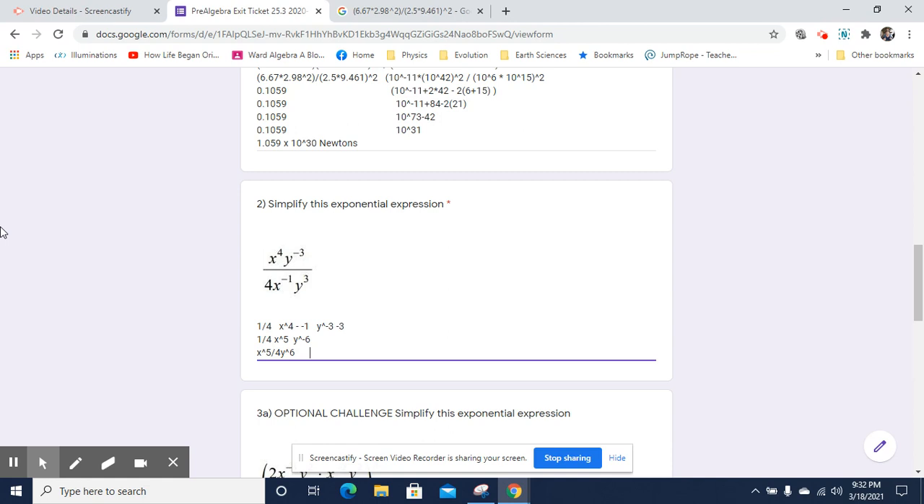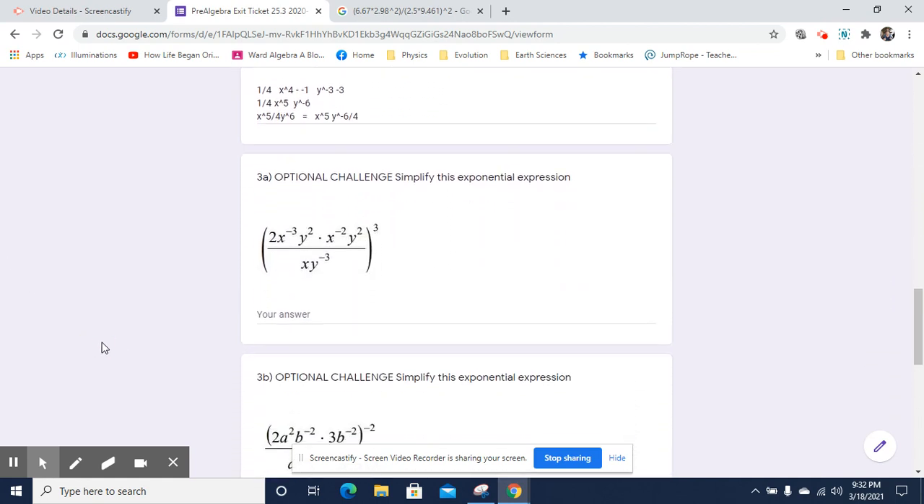You could have said x to the 5th, y to the negative 6th, all over 4. That would work as well. But it's conventional to use only positive exponents when simplifying. Either one is fine by me, however.